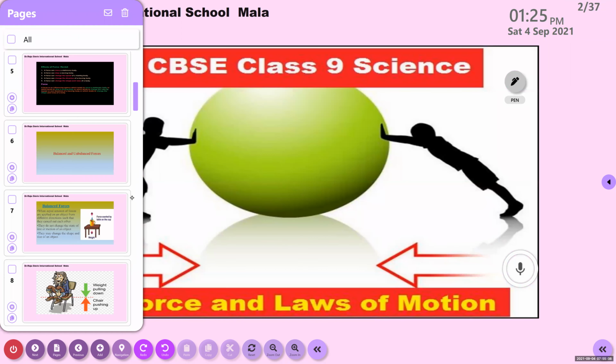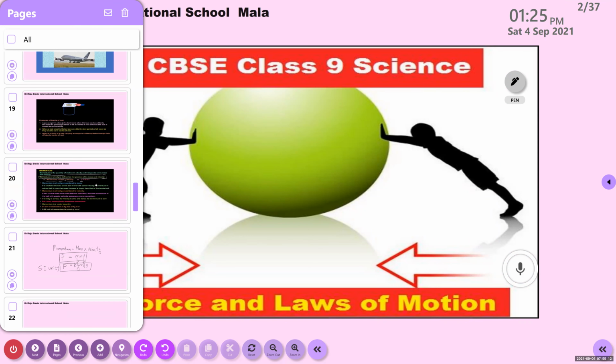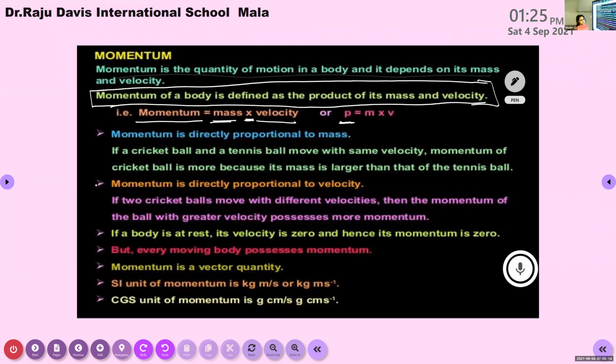Momentum is the quantity of motion in a body, and it depends on its mass and velocity. Tom Jones, what is the mathematical equation for calculating momentum? Mass into velocity.